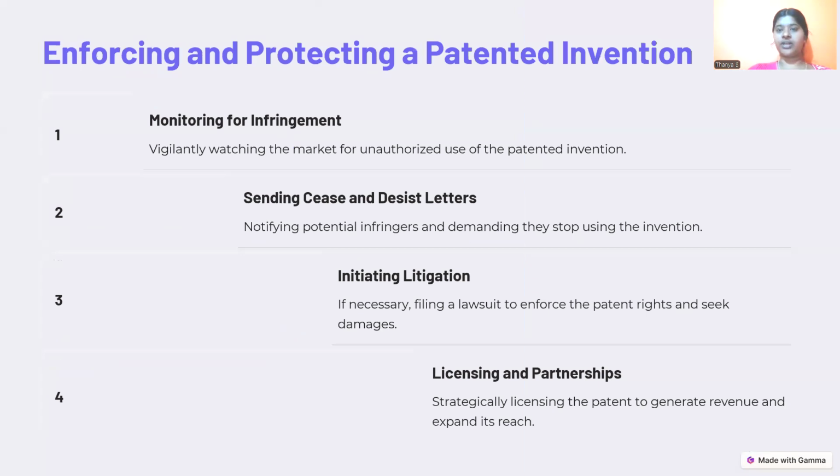Next is enforcing and protecting a patented invention. First one is monitoring for infringement. Vigilantly watching the market for unauthorized use of the patented invention. Next is sending cease and desist letters, notifying potential infringers and demanding they stop using the invention. Next is initiating litigation. If necessary, filing a lawsuit to enforce the patent rights and seek damages. Next is licensing and partnerships. Strategically licensing the patent to generate revenue and expand its reach.